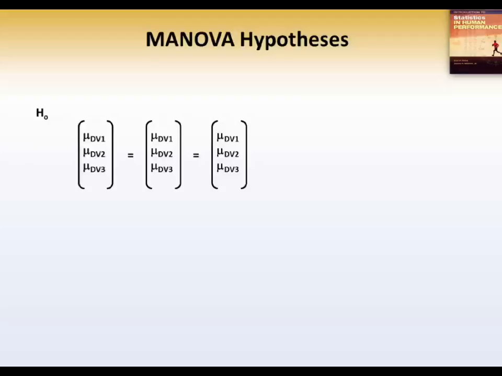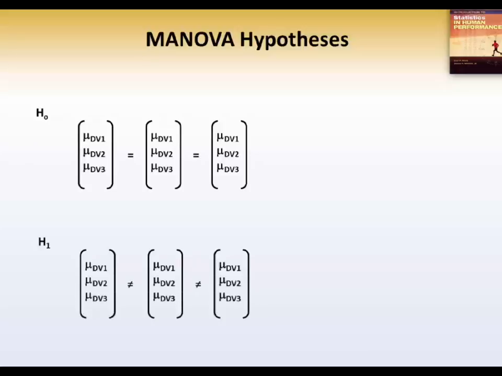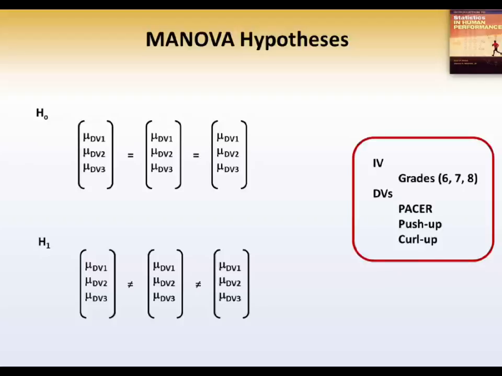The null hypothesis is that there will be no significant difference between the three packages of dependent variables across the grade levels. The alternative hypothesis is that there will be significant differences. The dependent variables in this case are going to be the PACER, push-ups, and curl-up from the FitnessGram.